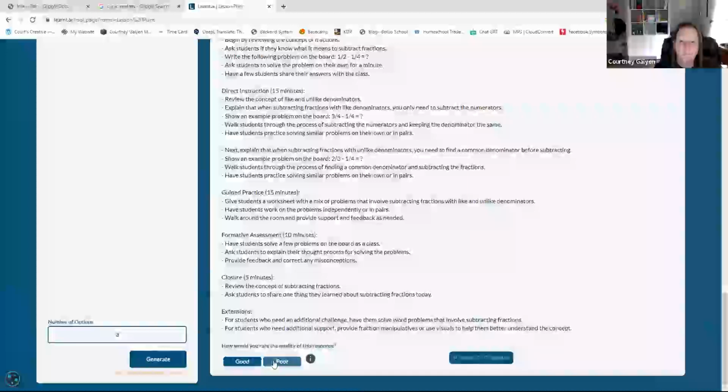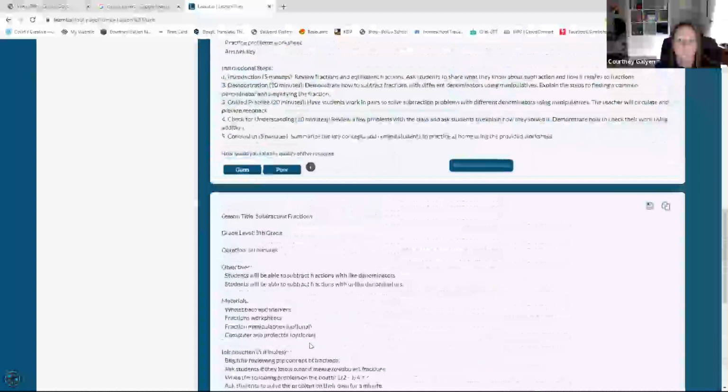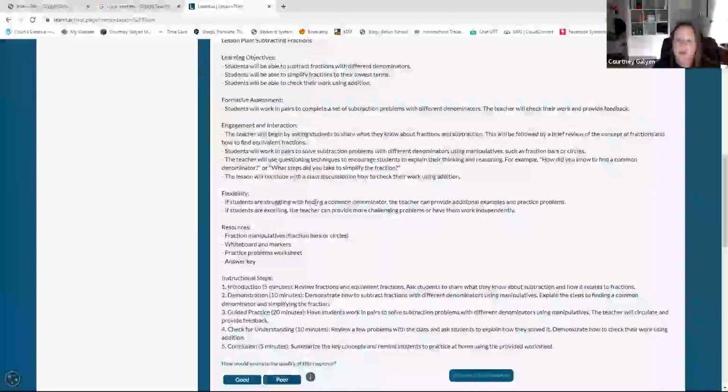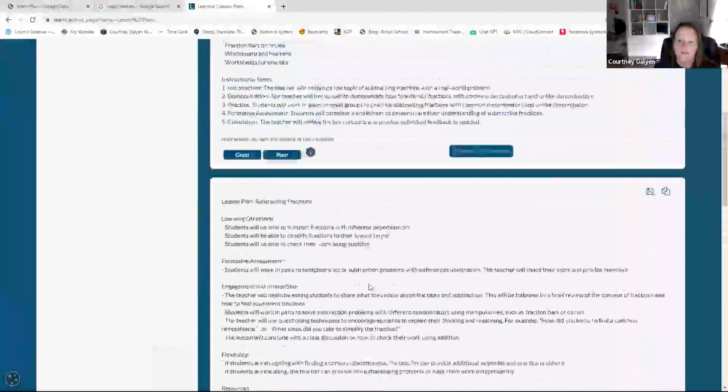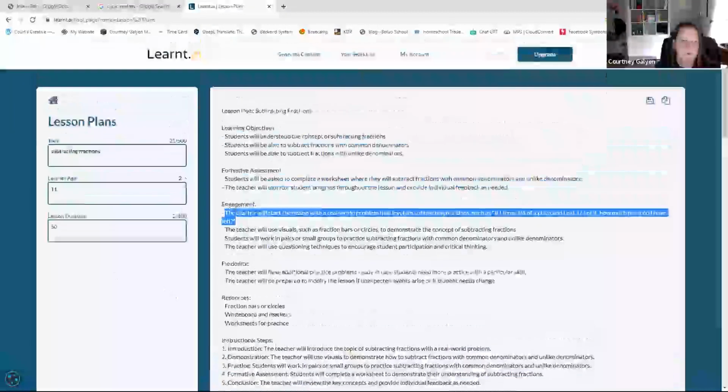And it asks you to rate the lesson plans, because if we as teachers continue to give it feedback, it's going to continue to give you better and better quality output. So I'm going to rate that one. It's really good. These two are just really similar. So give it a try.